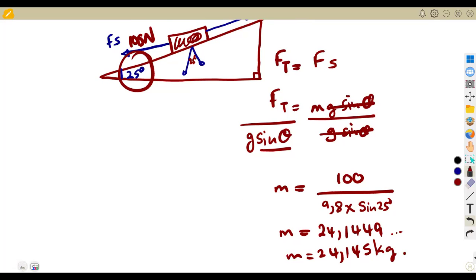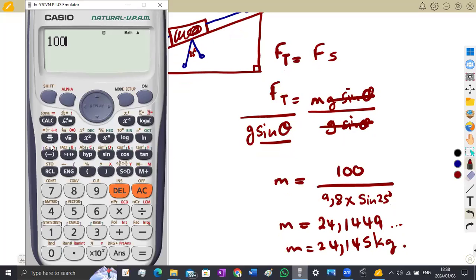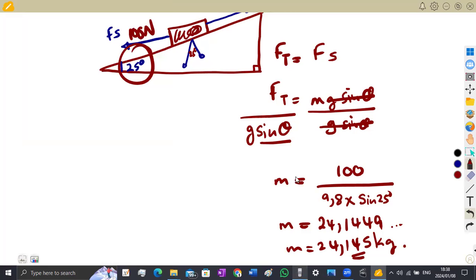Right, I talked about this rounding off of values on your calculator, that we can simply do on our calculator here. That's 100 over 9,8 times the sine of what? The sine of 25 degrees. We close the bracket. Make sure that your calculator is in degrees there on top. So this is going to give us this. To round off to 3 decimal places, shift, you go to the setup, then you press the 6 there to fix your calculator to 3 decimal places, you press 3. So your answer is going to be to 3 decimal places. You can see 24,145.